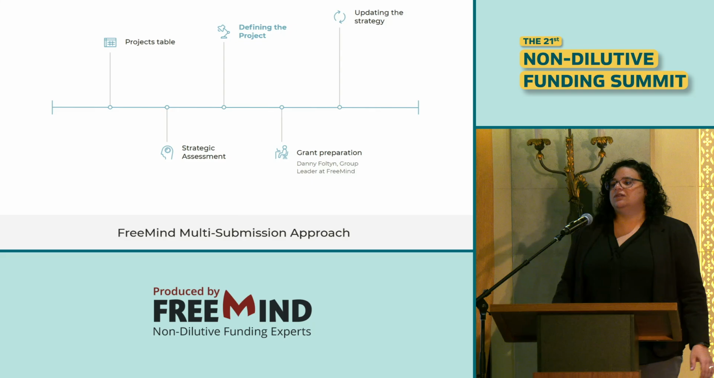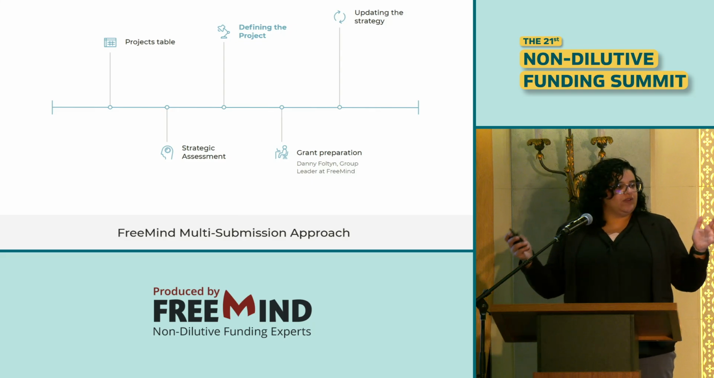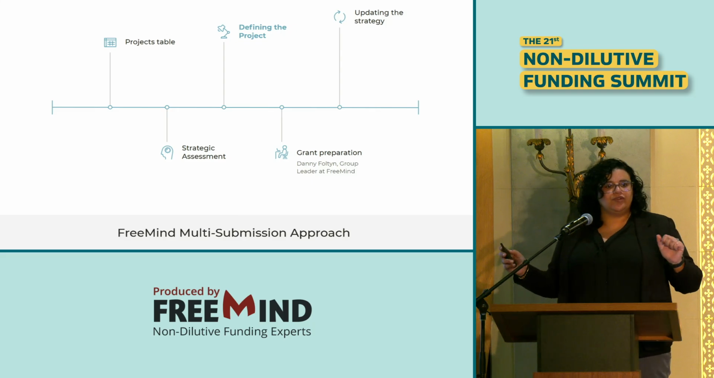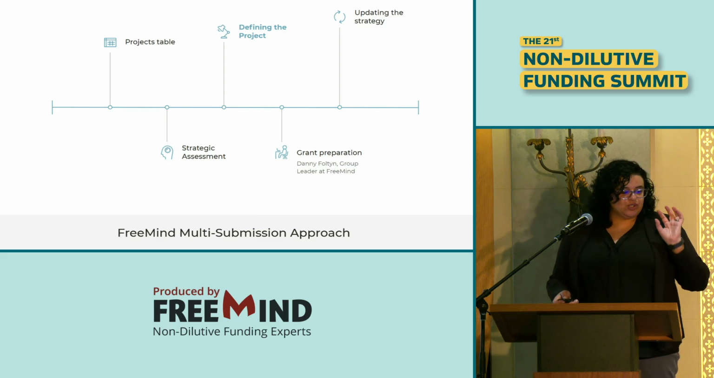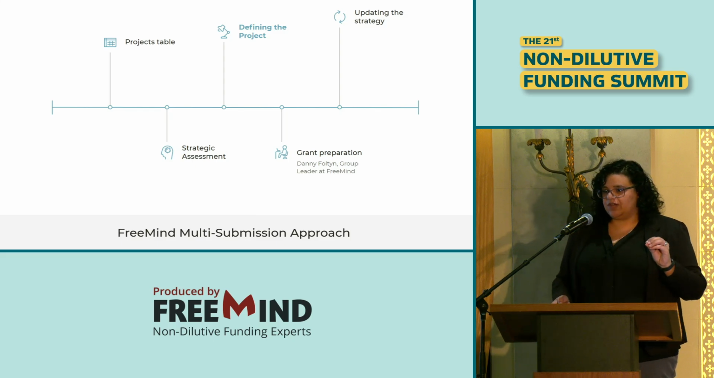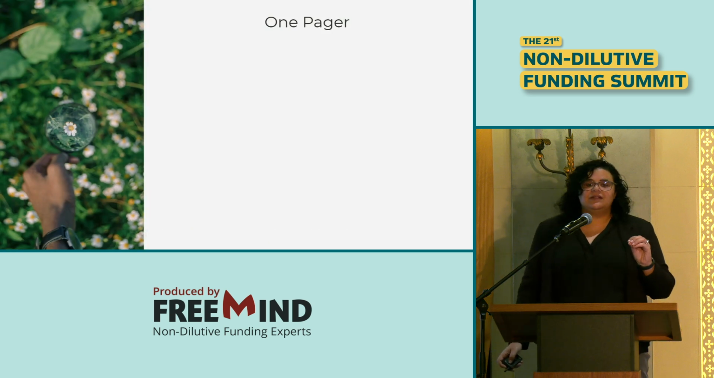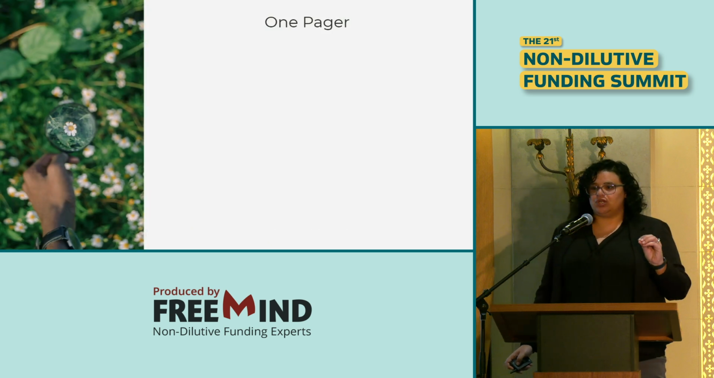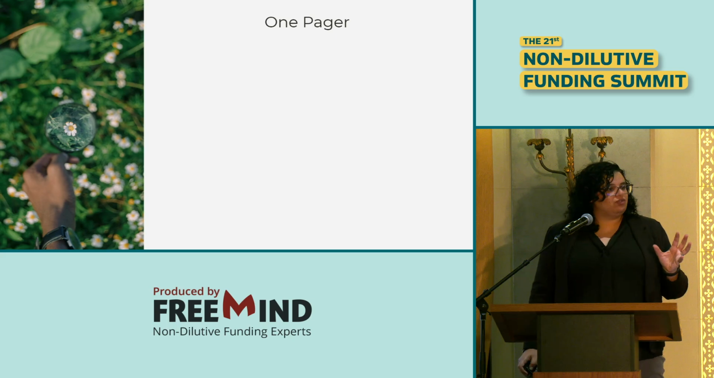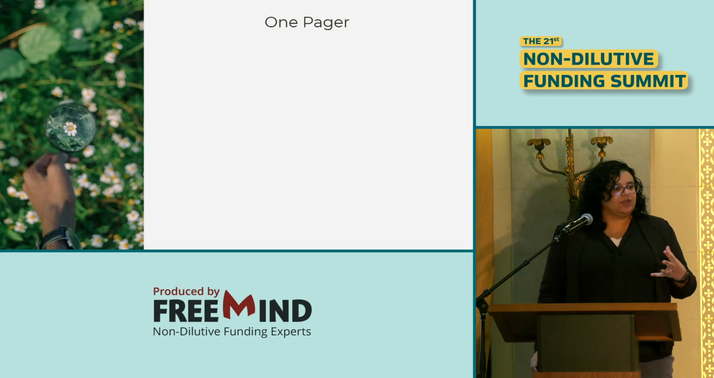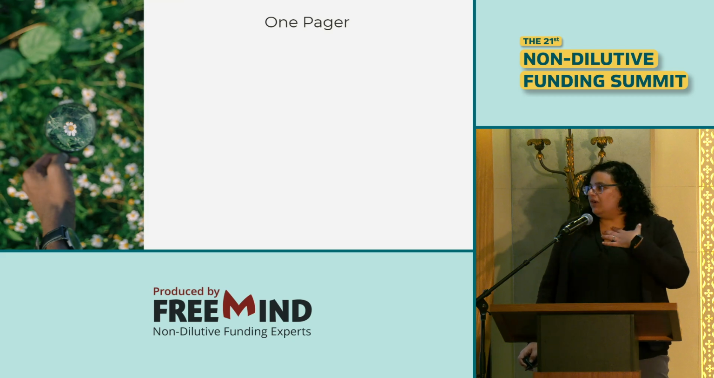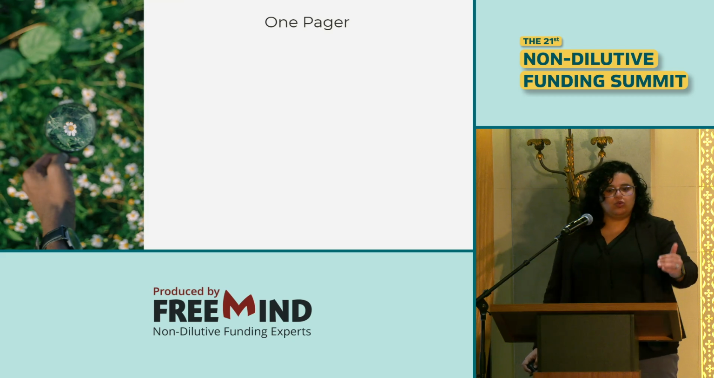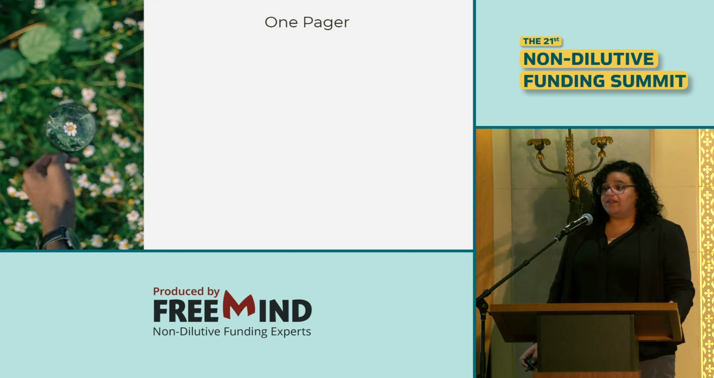Okay, so next, once we decide on a project, let's start with the first one. We're not done yet. We need to dive into this specific project, and this is when we build the one-pager. So what is the one-pager? This is an internal document. No one is asking for this document except for us at FreeMind, because we want to make sure that this project is perfect and is very competitive.